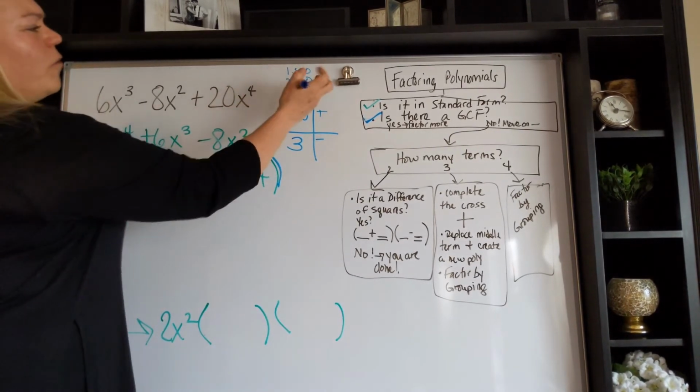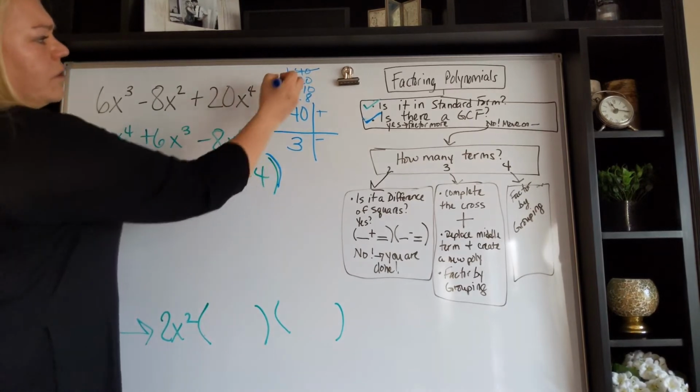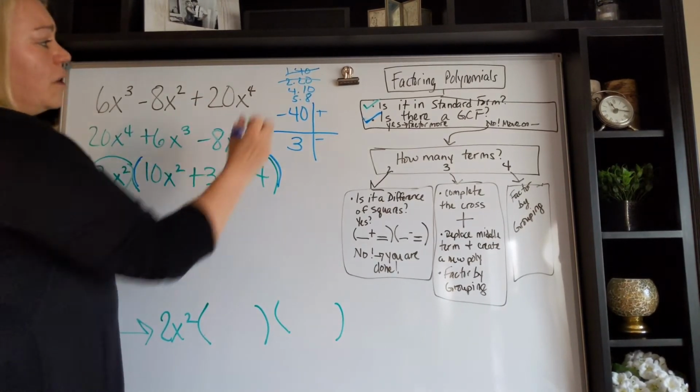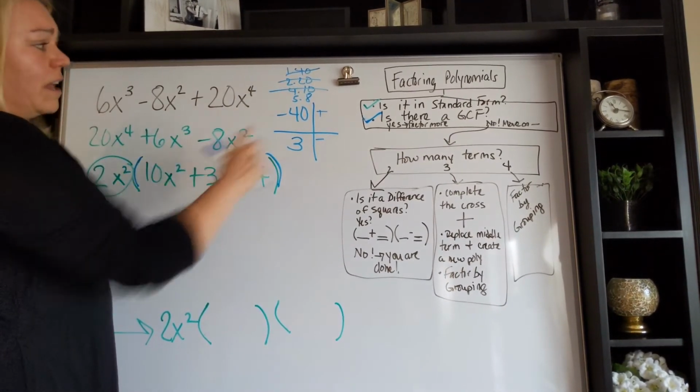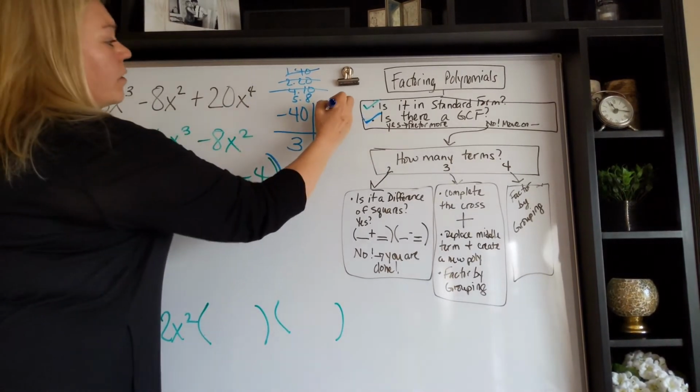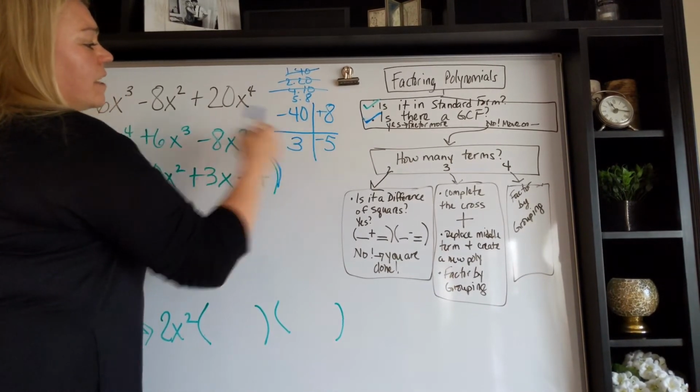So I know that 1 and 40 are never going to make 3. 2 and 20, never going to make 3. 4 and 10, never going to make 3. 8 and 5, though, that works. 8 minus 5 does give me 3.